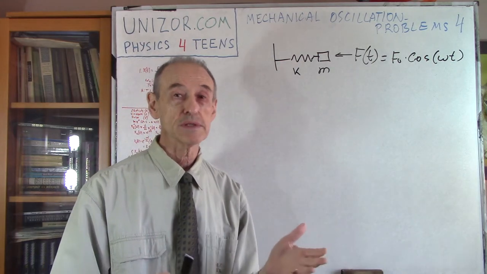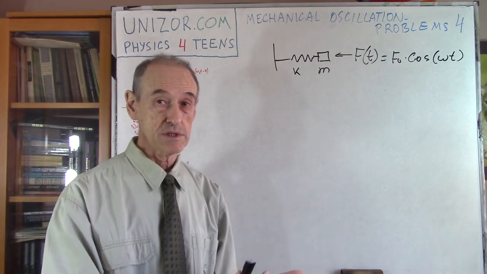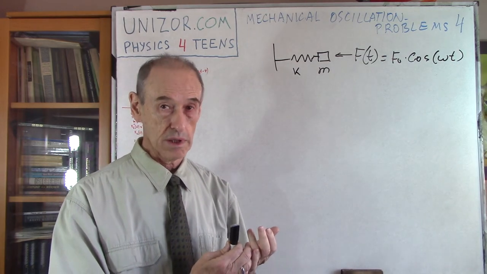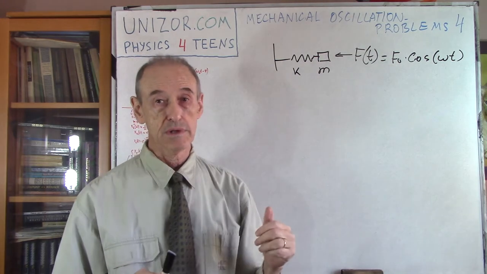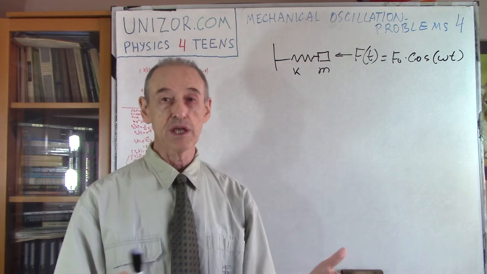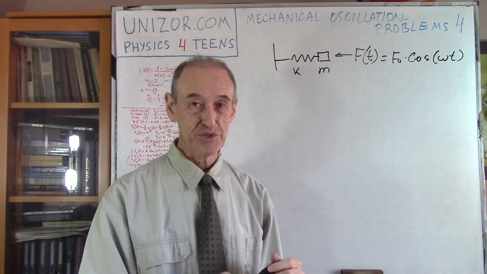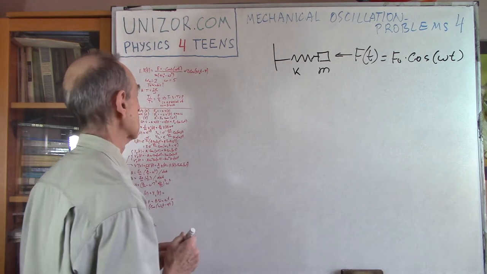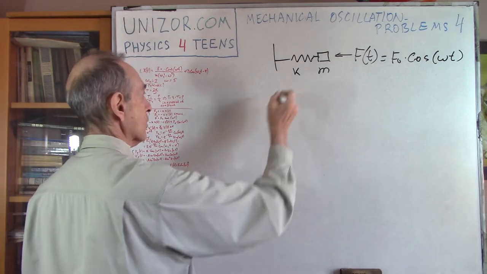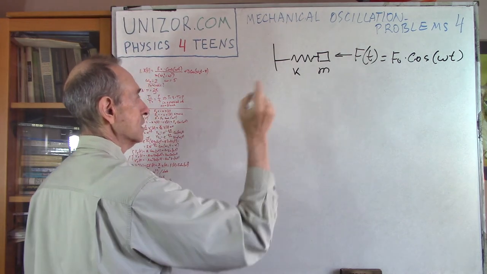So what happens if you have a spring, you have a viscosity of the environment where the oscillations are happening, and you have the external force? So it's like a combination of all the previously considered cases, okay? So let's do it step by step. So let's say you have elasticity, you have mass, and you have viscosity.